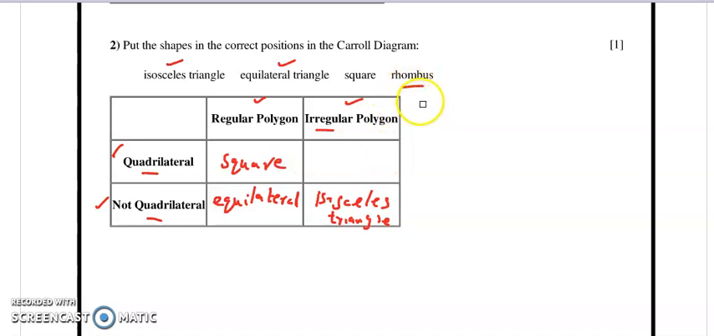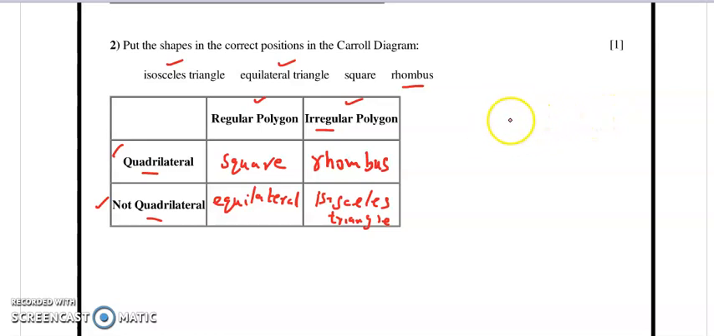And then rhombus. If we talk about the properties of the rhombus, a rhombus is a polygon having four equal sides, but it doesn't have all the angles equal. So that is why we cannot say it is regular. We will put it in the irregular category. So rhombus will be an irregular polygon because there are two conditions for any polygon to be regular.